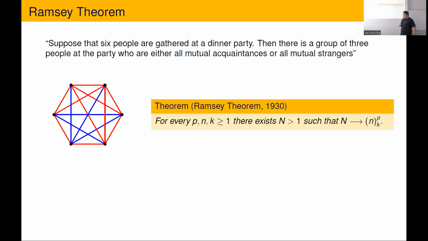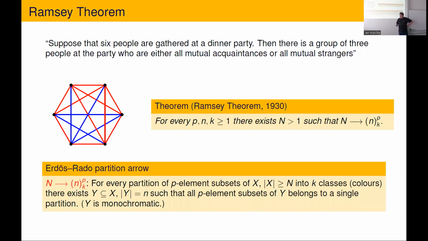The Ramsey theorem in the easy way says that if we have 6 people at the university, then there is a group of 3 people who either mutually know each other or are mutual strangers. And this has a generalized form, which is written using this arrow notation.